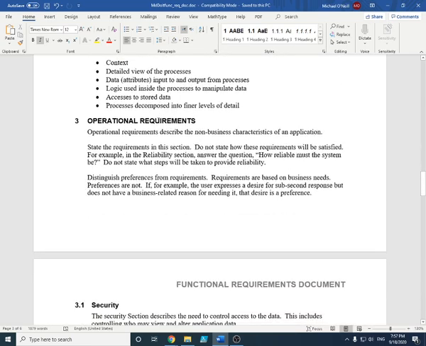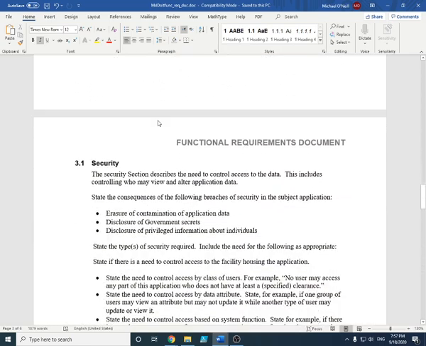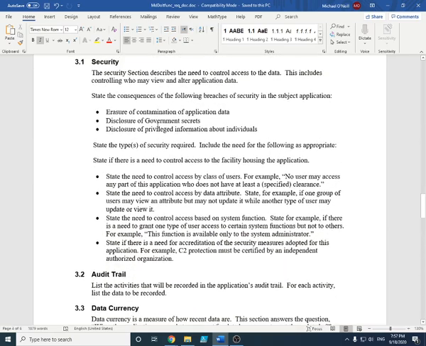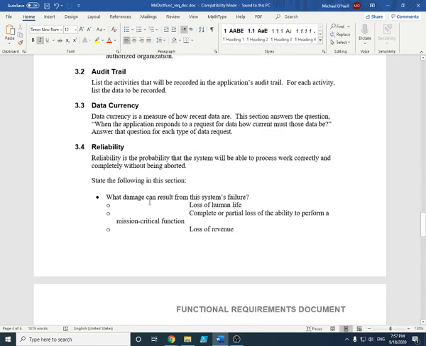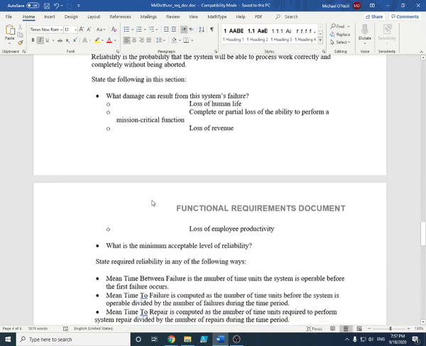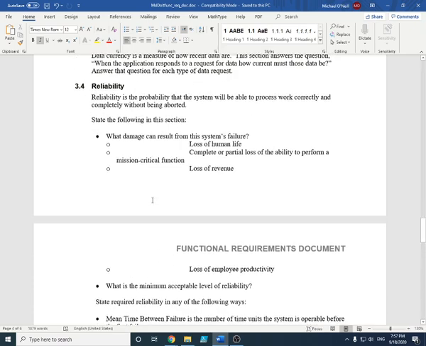Okay, operational requirements. Go through security. Do you have data in there that needs protected, or can everybody see everything? If not, how do you do that? 3.2 audit trail, I wouldn't worry about that. Data currency, if it applies in your situation, I would talk about that. Reliability is something you should mention.